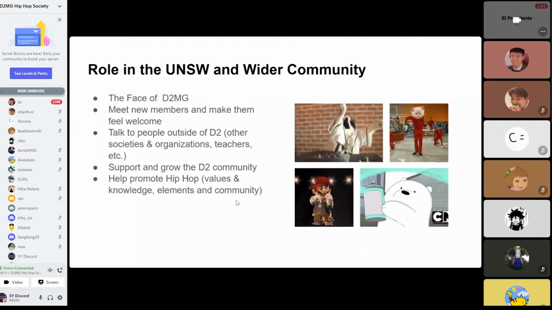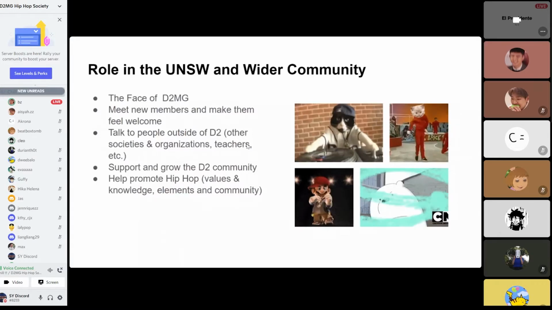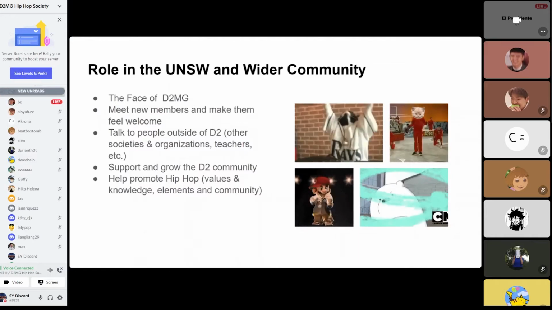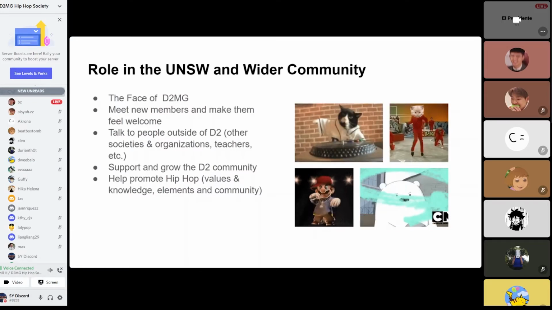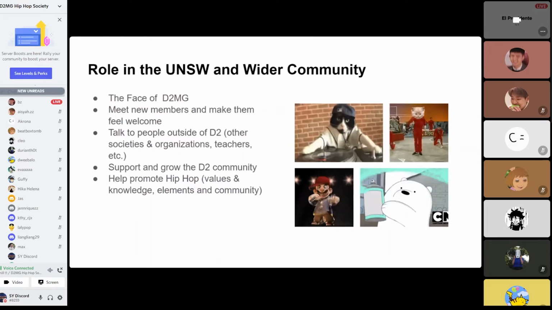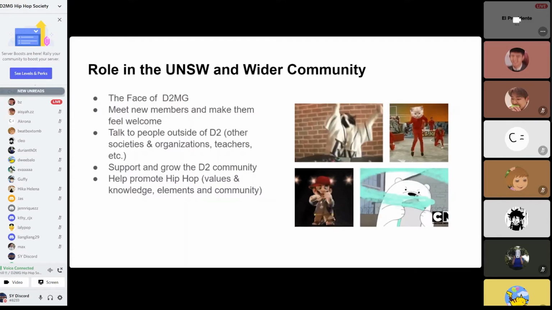You'll have to talk to so many people that are outside of the D2 society. That includes other societies like ModSoc and other UNSW societies and organizations, teachers, and the wider dance community. That could be Crossover, which is a Sydney-based dance studio that is heavily connected in the uni dance scene. And just a bunch of other different groups.